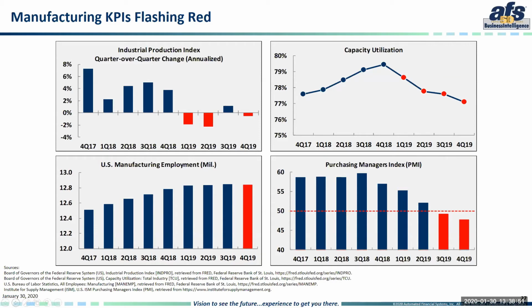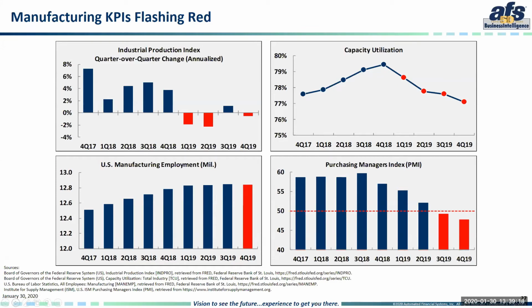back in the red. On the top right, we have another key KPI for manufacturing, this one called the capacity utilization. And basically, it's a measure of potential. So for capacity utilization to reach 100%, there would have to be no idle factories or production units anywhere in the US. And notice that this important measure declined every single quarter in 2019. So really not a good sign for manufacturing health.